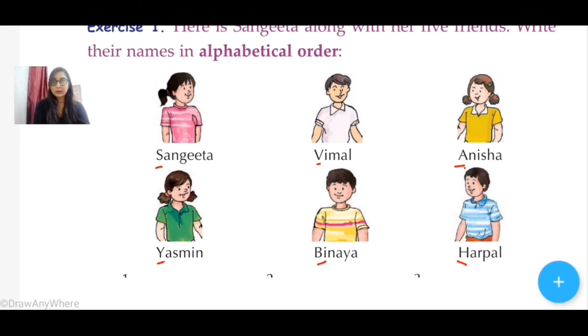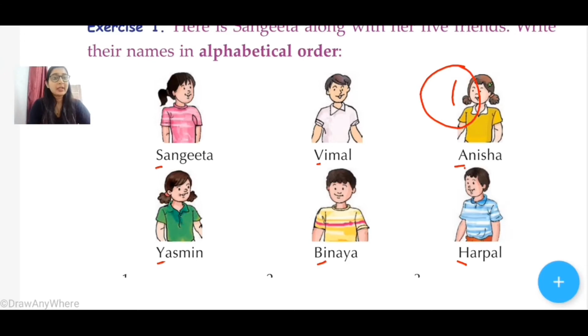While sorting these names in alphabetical order, we have to look at the first letter of these names. Now we will say our alphabets. We will say ABCD, okay? While saying ABCD, whichever letter comes first, we will put the number on that name. A. We have a name with A, Anisha. So Anisha will be 1.